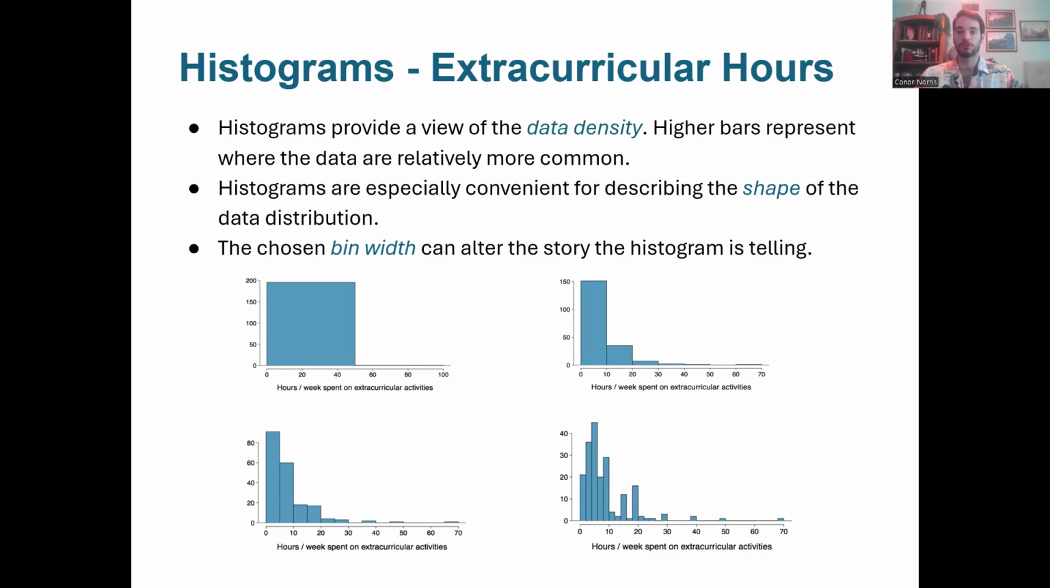So here we see four choices for histograms with different bin widths with the same exact data. So right away, the first one should jump out to you as bad. We only have two bins. That's really not telling us much information. The second one looks a little bit better.